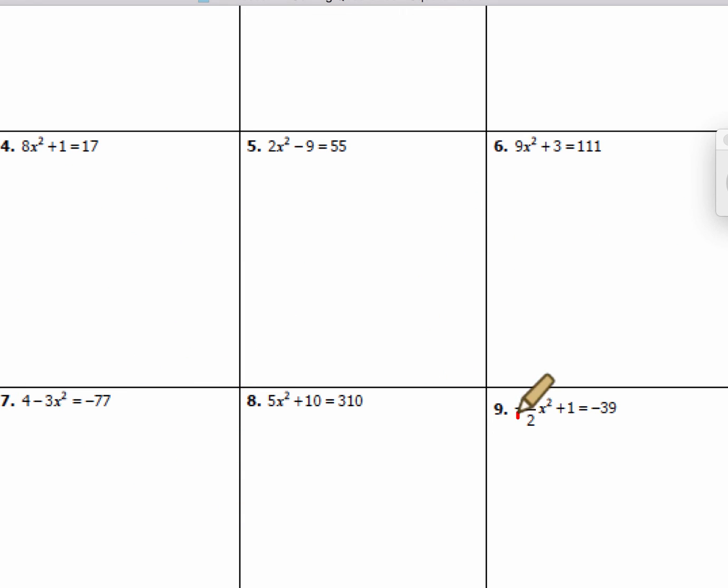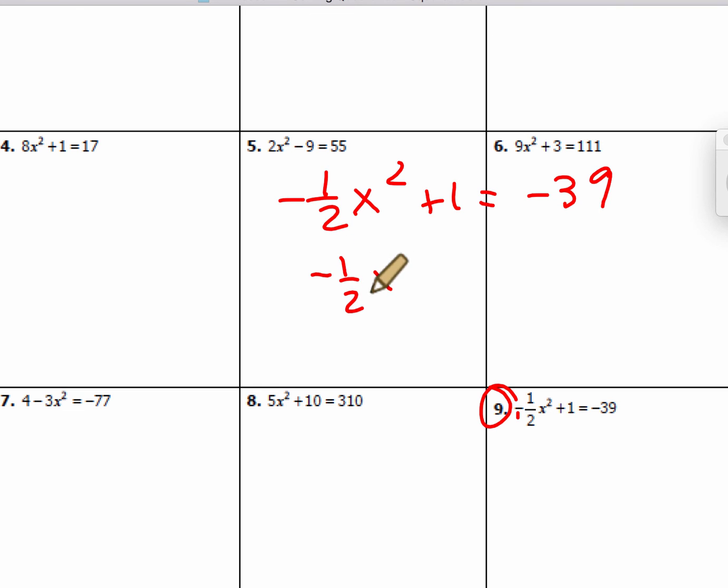One more, number 9, just because it has a fraction in it. Know how much you like fractions. First thing we're going to do is subtract 1 from both sides. So that gives me negative 1/2 x squared equals negative 40. Then I divide both sides by negative 1/2, which is the same as multiplying by negative 2, which gives me positive 80.